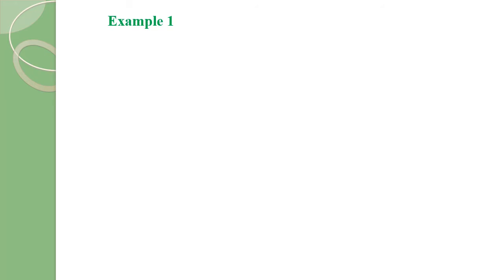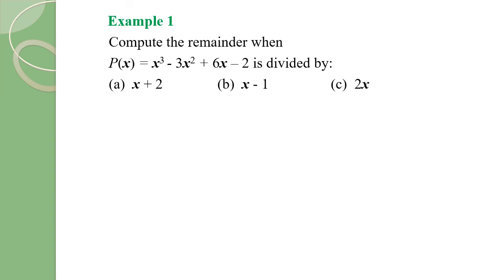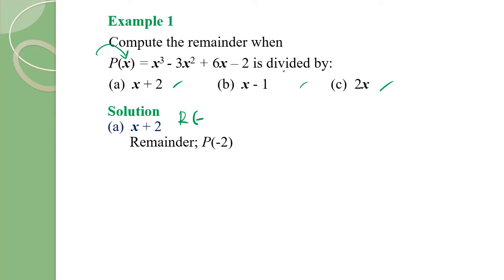So let's do some examples. Compute the remainder when p(x) equal to x cubed minus 3x squared plus 6x minus 2 is divided by x plus 2. All of these divisors are linear, right? Now we just have to find the value of a that we need to substitute into x. So the divisor is x plus 2, which means the remainder is equal to r of negative 2, because x plus 2 equal to 0 means x is equal to negative 2.